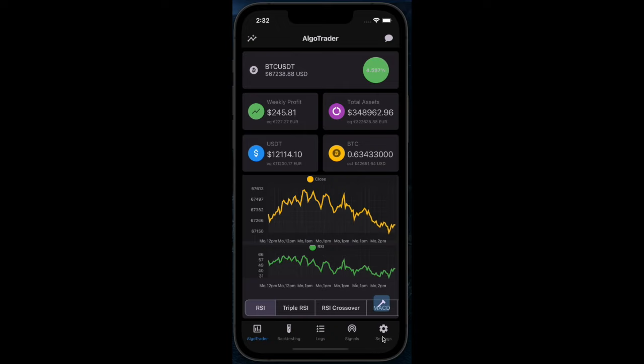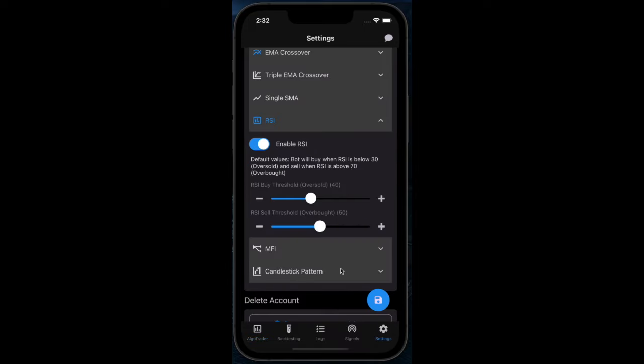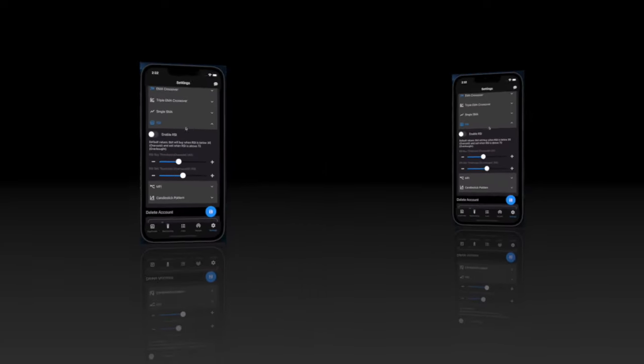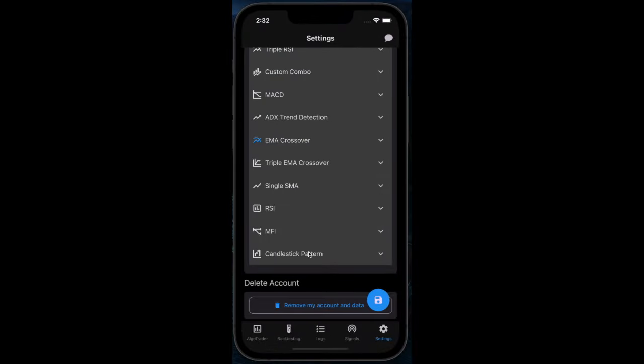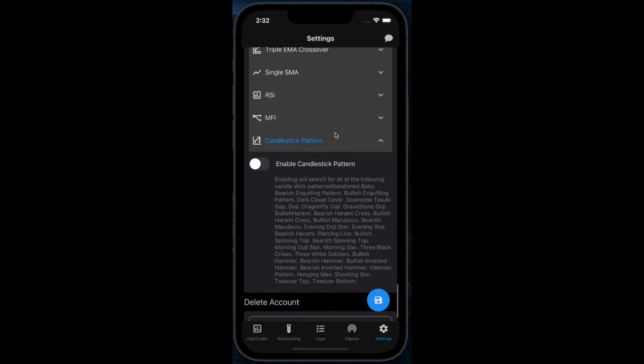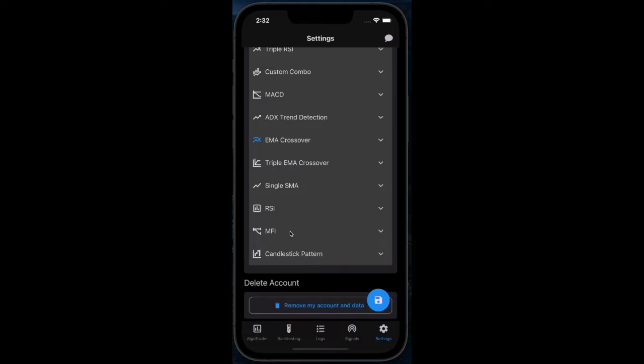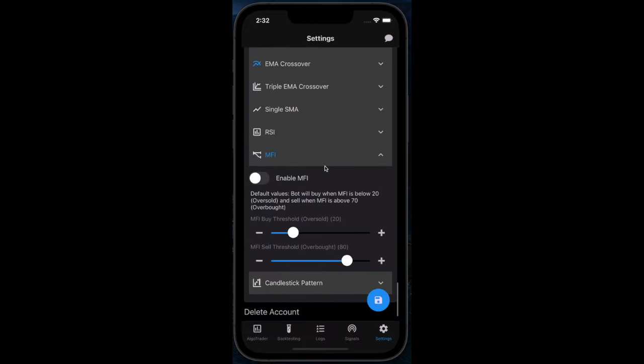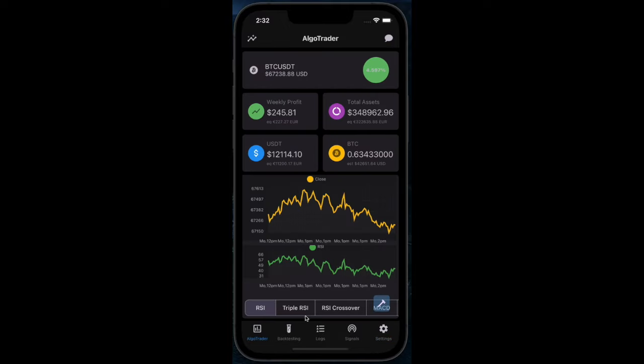Now we'll head back to settings to see some of the other indicators. Candlesticks are also good to combine with RSI or EMA as they help ensure it's making the correct decision. The bot looks at all the following candlestick types.